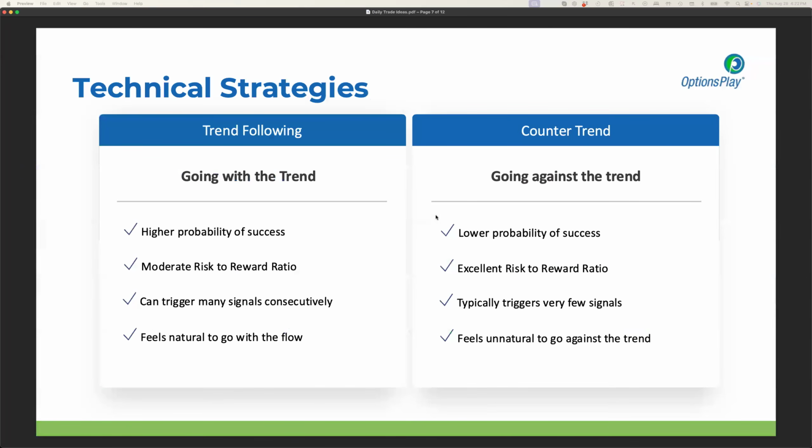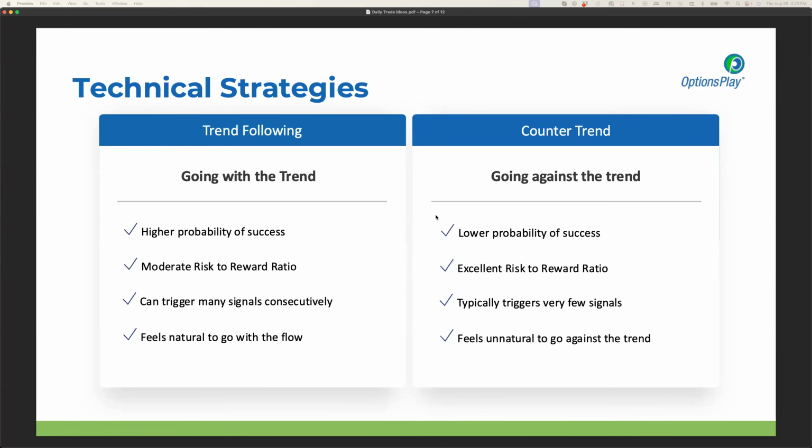So let's start off by talking a little bit about the different types of strategies. You have trend following and counter trend strategies. And I think this is pretty intuitive as to what that means. Trend following, you're effectively going with the trend, and counter trend, you're going against the trend.